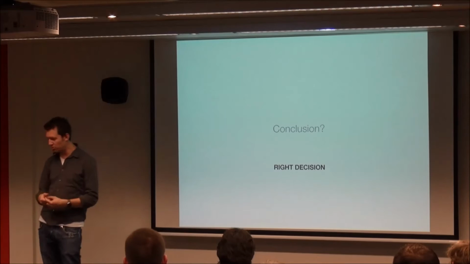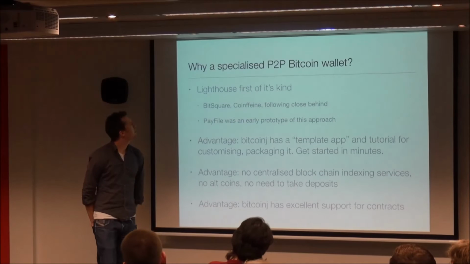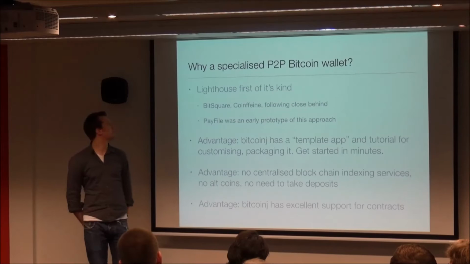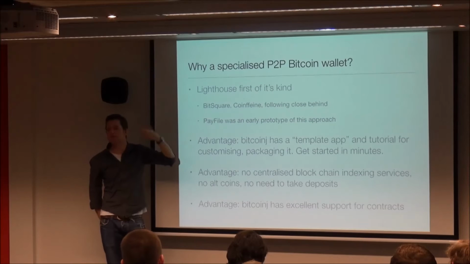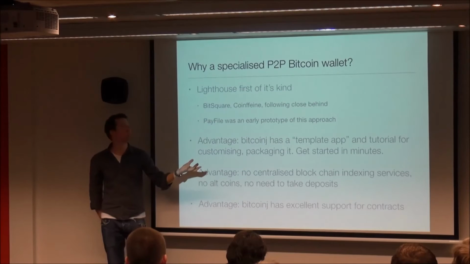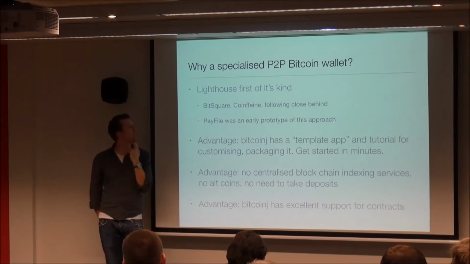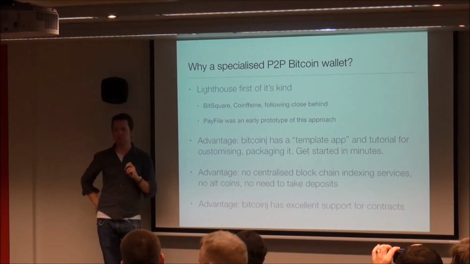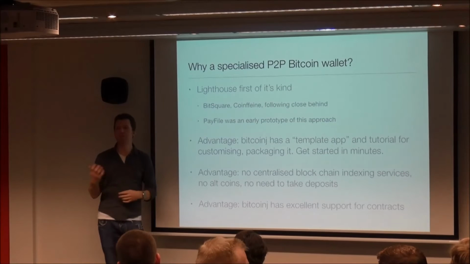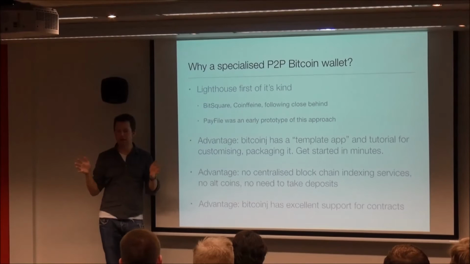So why a specialized wallet? Like I said, as far as I'm aware, Lighthouse is the first of its kind that's launched, but there are other examples of this. So BitSquare is an example of this, a decentralized LocalBitcoins.com, effectively. It has an integrated wallet. You send money to the app to use it. CoinFiend is also like this. It's also a decentralized Bitcoin exchange that's got an integrated wallet. I wrote an app about a year ago called Payfile, which is making micropayments for file downloads using smart contracts. And that was the same thing. You had a file downloading client, like a BitTorrent type client, but it was client server. And you sent money to the app in order to be able to download things.